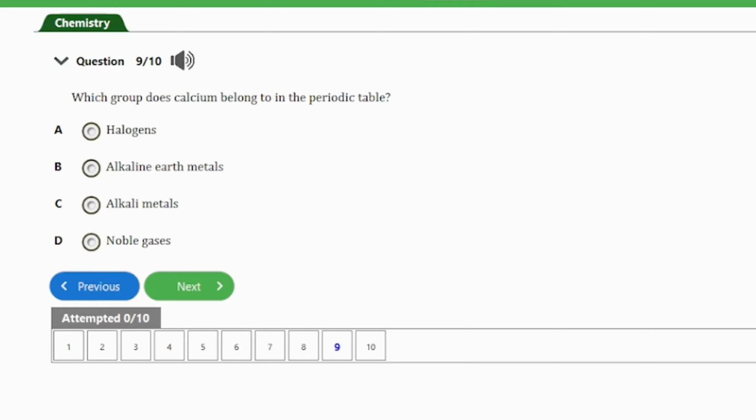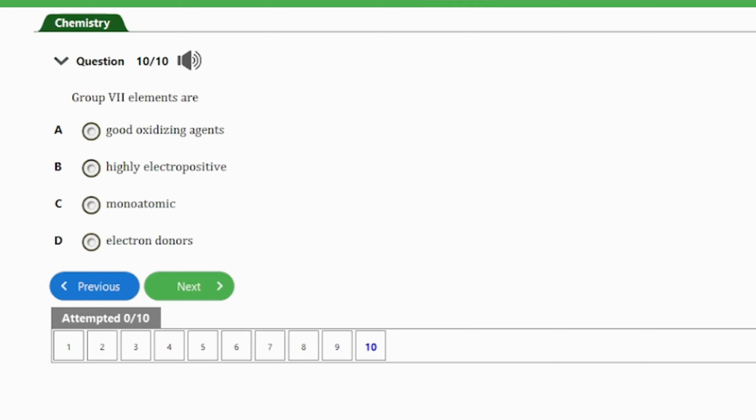That's question number 9. It says, which group does calcium belong to in the periodic table? We have A, halogens, B, alkaline earth metals, C, alkali metals, and D, noble gases. So guys, the answer to this question is option B, and that's the alkaline earth metals. Calcium is a group 2 metal, and group 2 metals are the alkaline earth metals. So let's consider the next and the last question, guys.